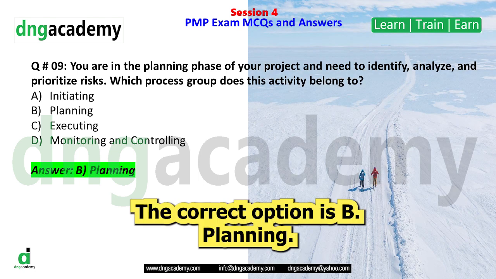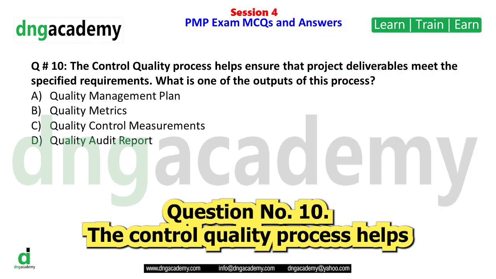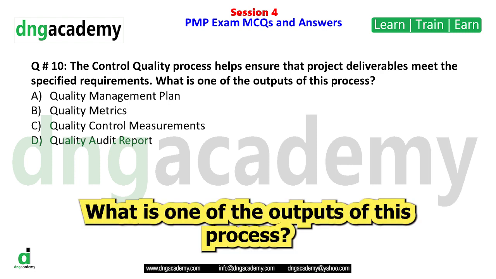The correct option is B. Planning. Question number 10. The control quality process helps ensure that project deliverables meet the specified requirements. What is one of the outputs of this process?